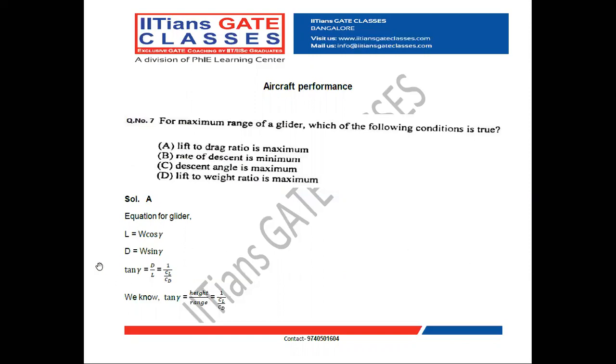We already know that for a glider, tan gamma is equal to 1 divided by CL by CD. That is tan gamma equal to 1 divided by L by D. And also we know that tan gamma equal to height divided by range. So equating these two equations, we get height divided by range equal to 1 divided by CL by CD. In this, gamma is the glide angle, h is the height from which the aircraft is gliding, range is the total horizontal distance covered on the ground.